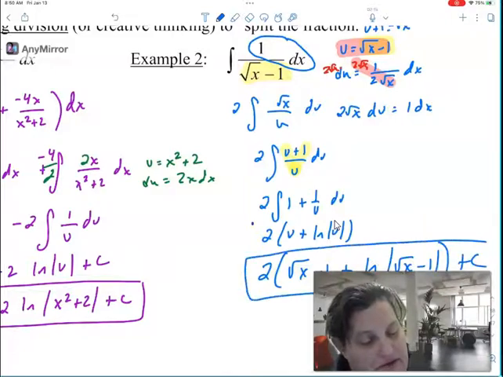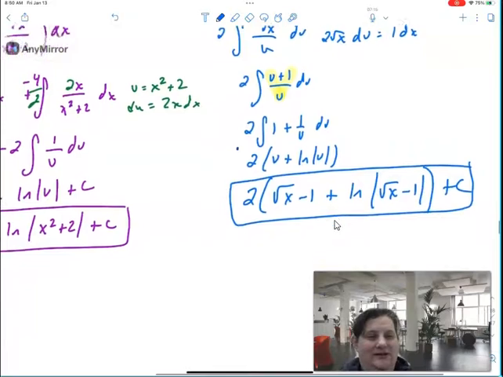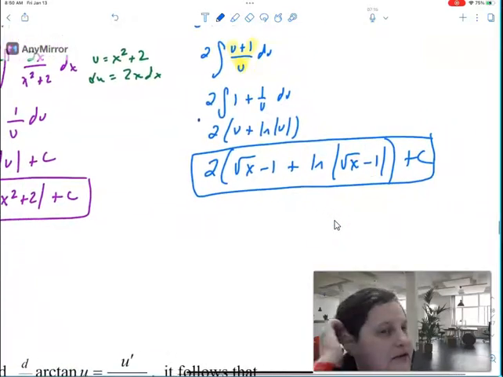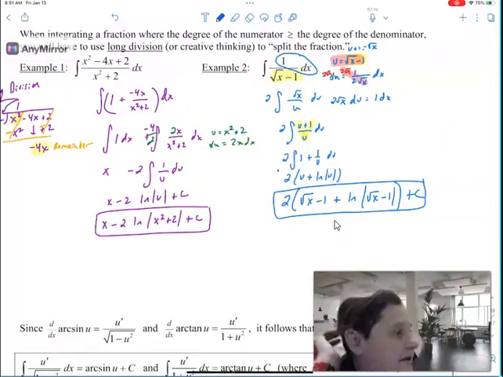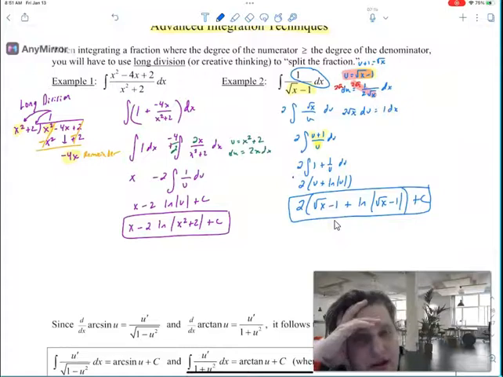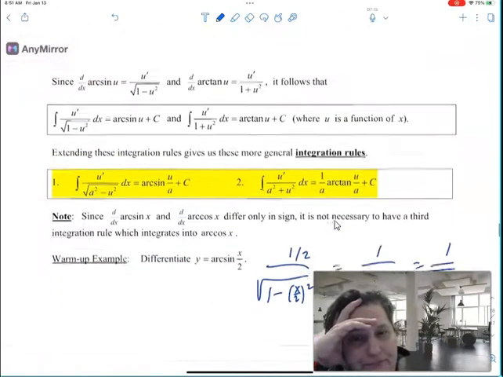And you could distribute that too if you wanted to. Just tons of manipulations until we can get this to be something we can actually integrate. So those two are tricky. It's like a u-sub and a long division kind of tricky, right?